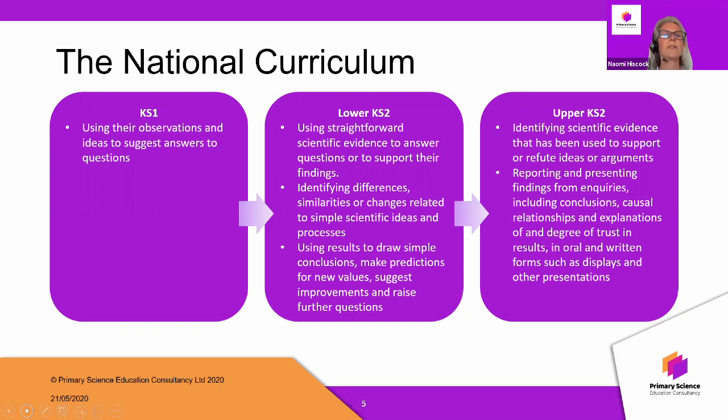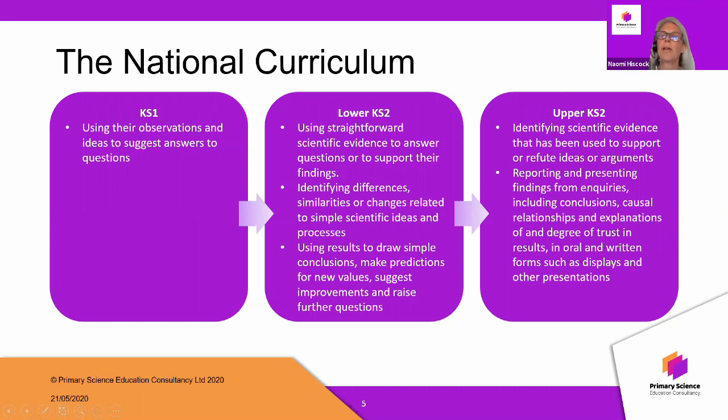I've picked out the statements that seemed most relevant. In Key Stage 1: using their observations and ideas to suggest answers to questions. Using my definitions, that would be interpreting results. Then in lower Key Stage 2: using straightforward scientific evidence to answer questions or to support their findings. Again, that's interpreting. Identifying differences, similarities or changes, interpreting. And then we've got using results to draw simple conclusions. So here we've got that word conclusion coming in.